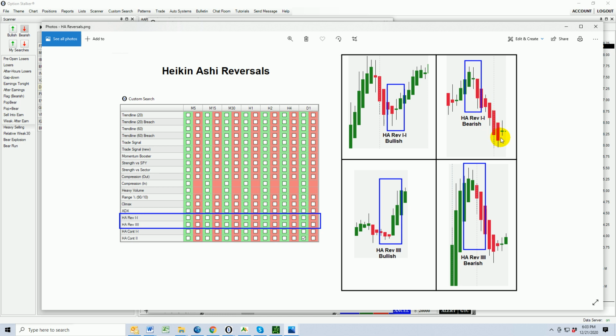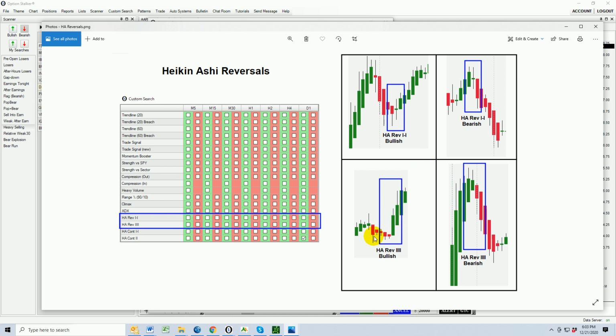Now, these patterns you can look for on a multitude of time frames. So if you wanted to, you could look for this on a 5-minute basis. You could look for it on a 1-hour basis. You could look for it on a daily basis. It really depends on what your trading horizon is, what's your time perspective.